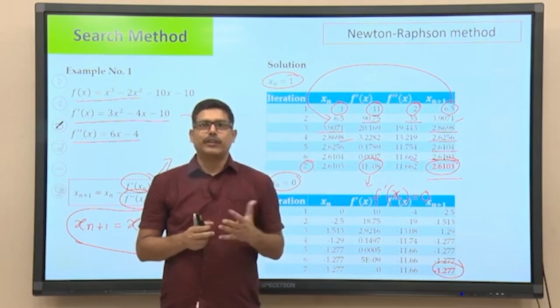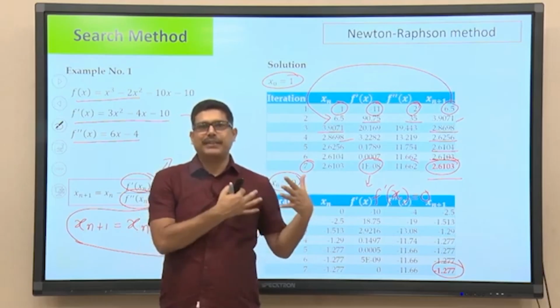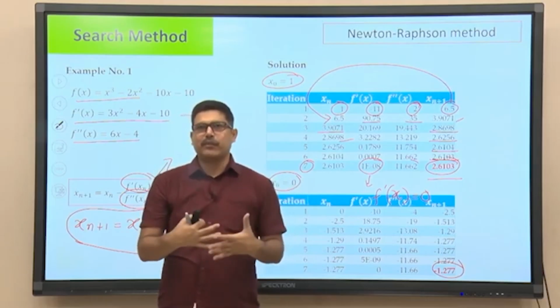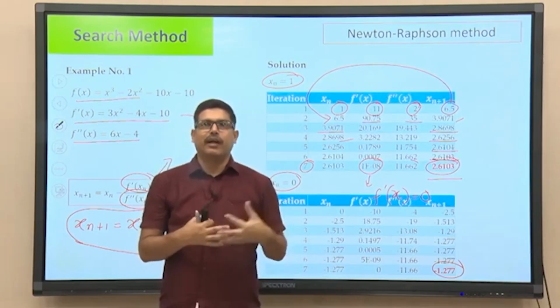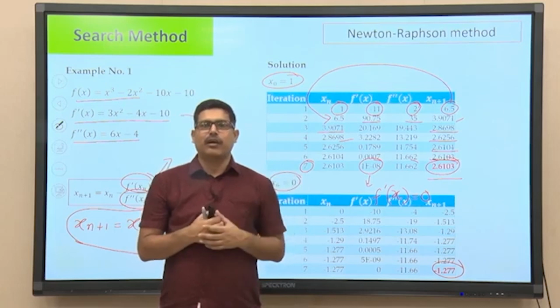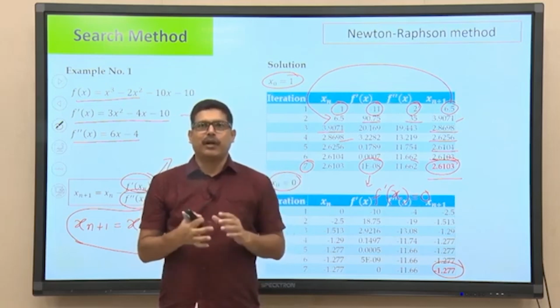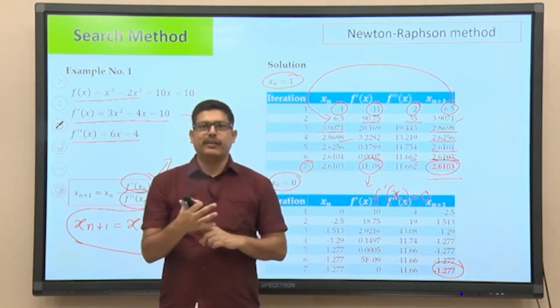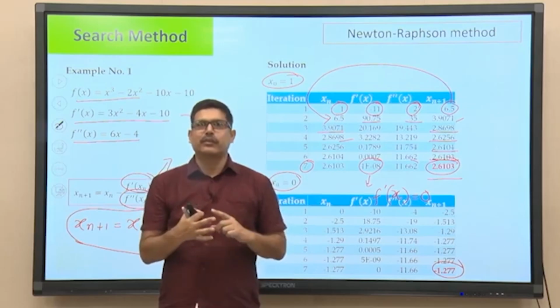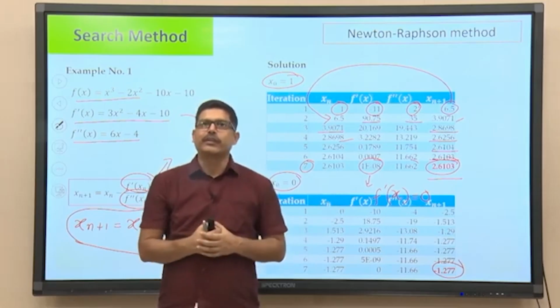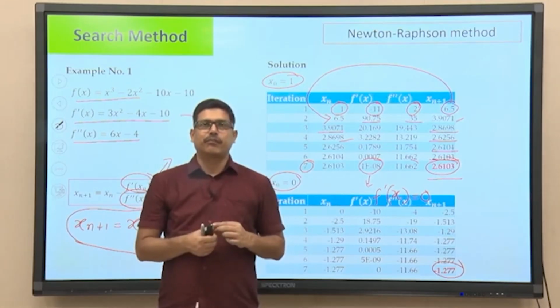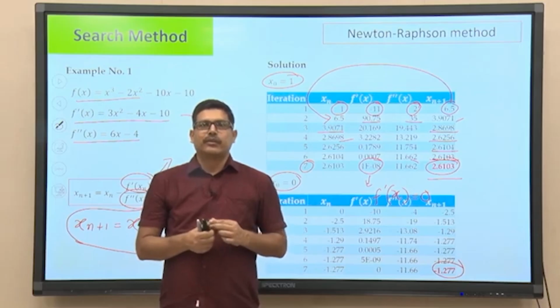In this particular class, we have discussed the Newton-Raphson method for finding the optimal solution of a single variable function, and we have solved this example problem using region elimination techniques, that is the interval halving method, the golden section search method, then the bisection method, and also solved the problem using the Newton-Raphson method. Thank you.